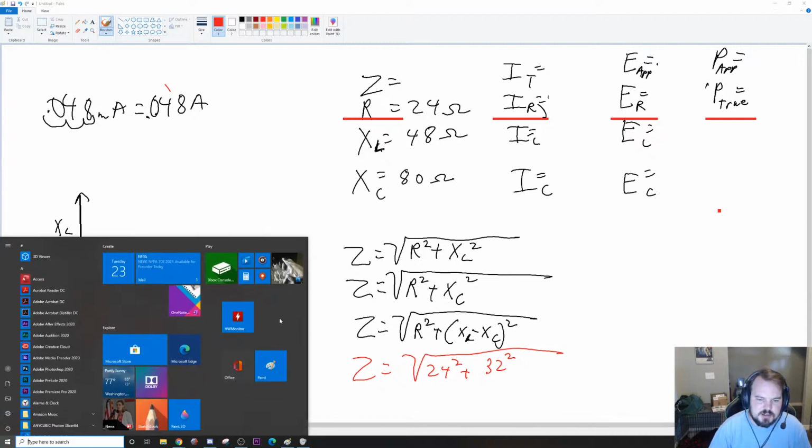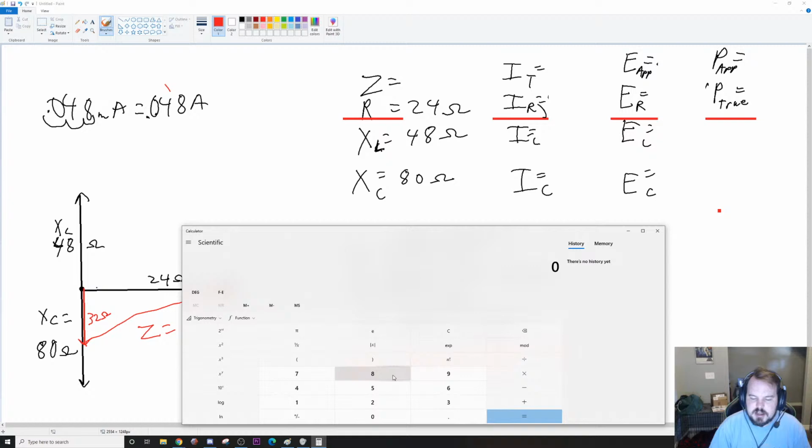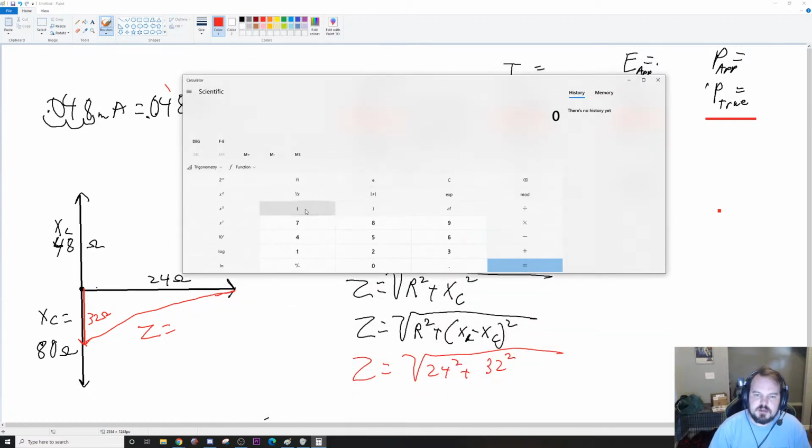Oh, I closed out my calculator. Hang on. Alright, calculator's back. Let's drag it up here. So open parentheses, 32 squared plus, it doesn't matter what order it's in, 24 squared, close parentheses, and then take the square root of that. Z equals 40.